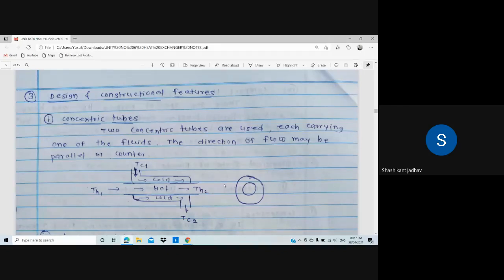In one tube there is another tube, and from the one tube hot fluid is moving, and in the another tube cold fluid is moving. Okay, whatever may be the direction, it may be parallel flow, it may be counter flow heat exchanger, but in the tube there is another tube, and one tube has hot fluid, then the another tube is having cold fluid. Direction may be same or may be different. That is nothing but concentric tube heat exchanger.